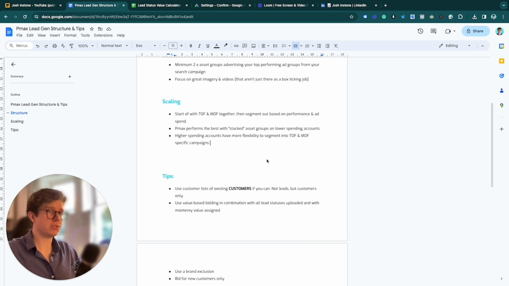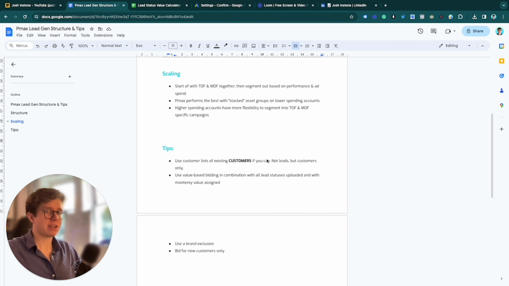So we are really using this Performance Max campaign so we can recycle the insights into our search campaigns and really generate some incremental improvements in those. So now let's move on to the tips.